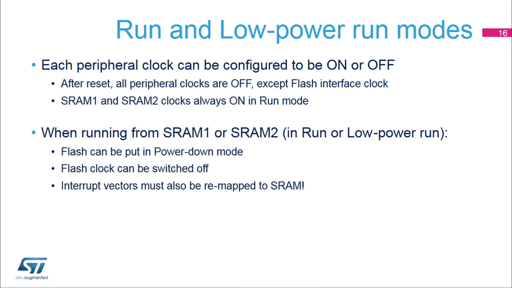When running from SRAM 1 or SRAM 2 in run or low power run modes, the flash memory can be put in power down mode thanks to software, and the flash clock can be switched off. The flash memory must not be accessed when it is switched off. Consequently, interrupts must be mapped in SRAM using the Cortex-M4 vector table offset register.